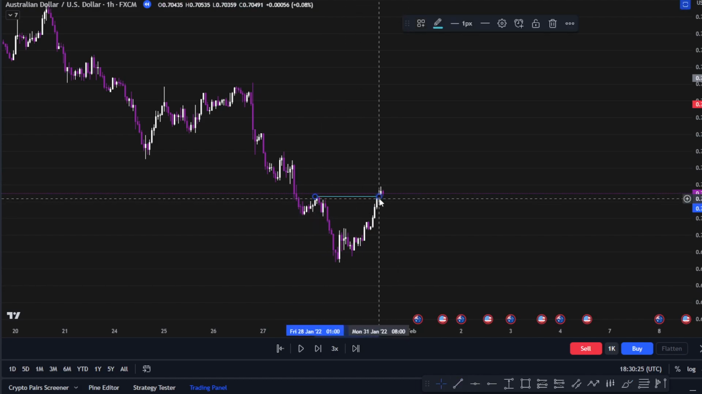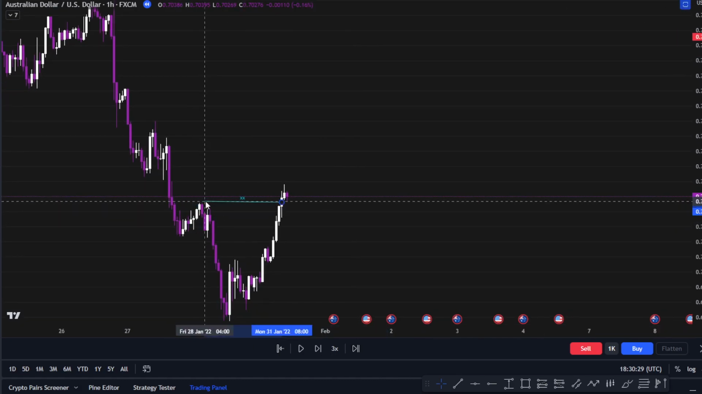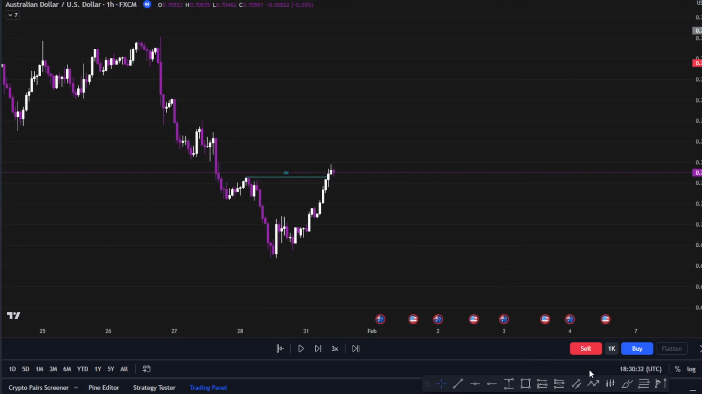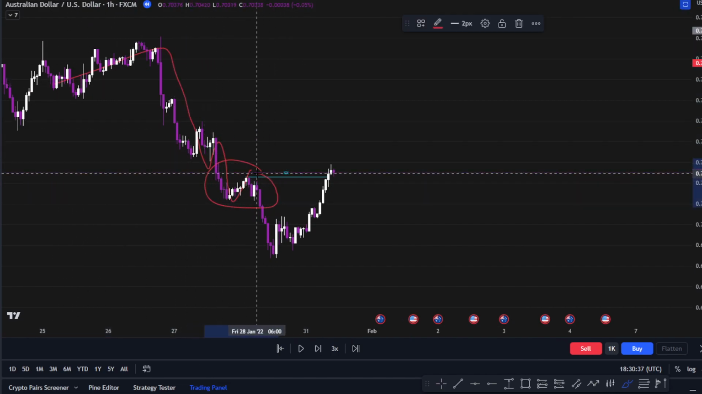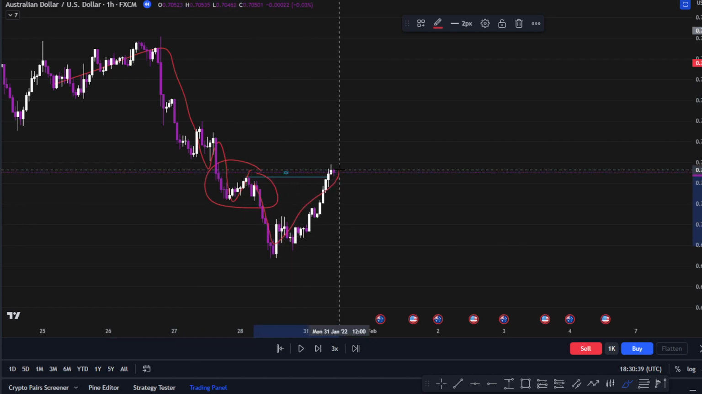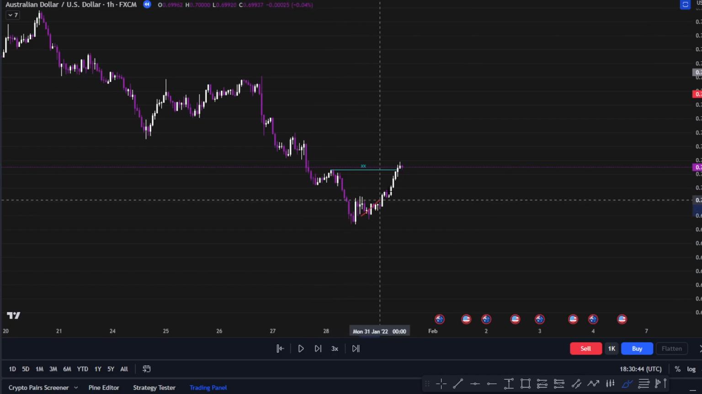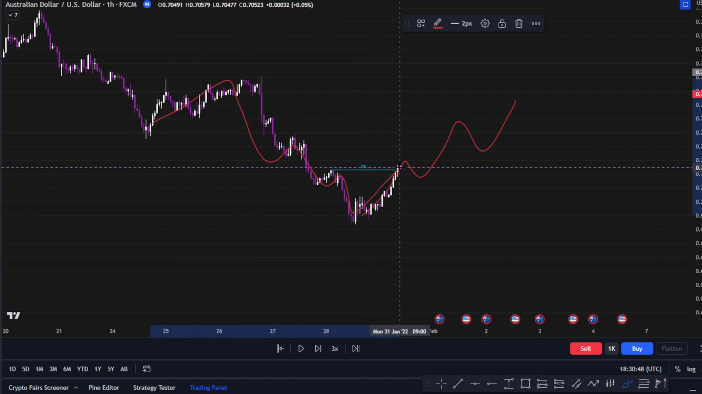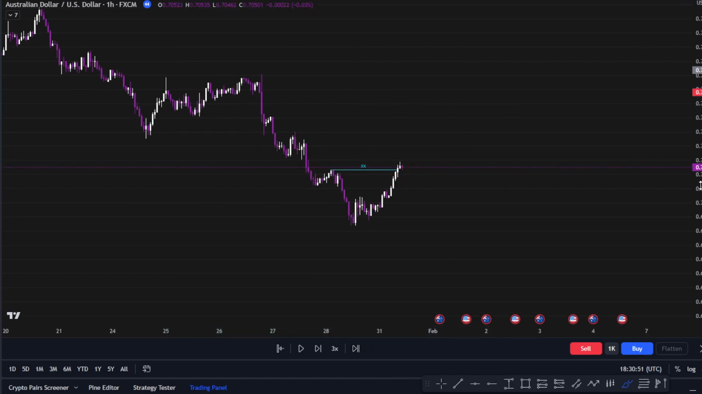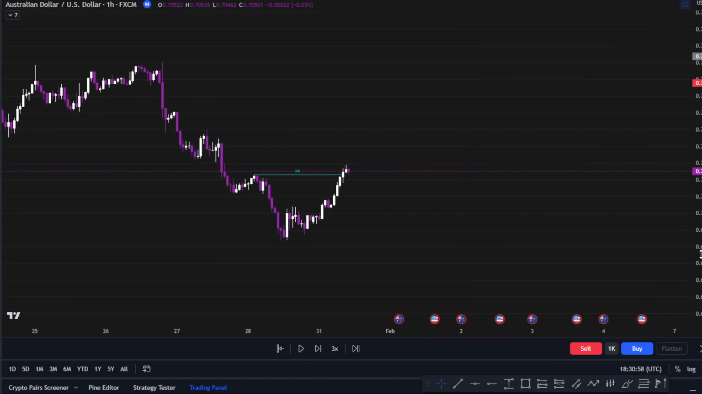So a change of character or break of structure, whatever you want to call it. I'm going to call it a break of structure, where the structure that is downward structure, which is the moves that are going down, was holding up and is now broken to the upside, giving the market a change of character, indicating that the market might want to continue to move this way, essentially doing what it did here, but the other way, right? So since this downward structure is broken, we can now expect this to trend upwards, right? And that is when the pullback trading actually begins.